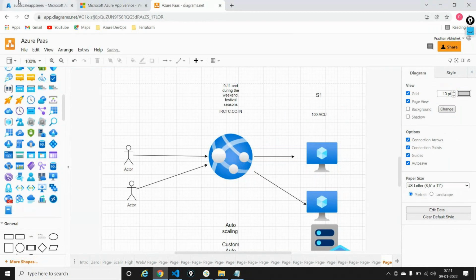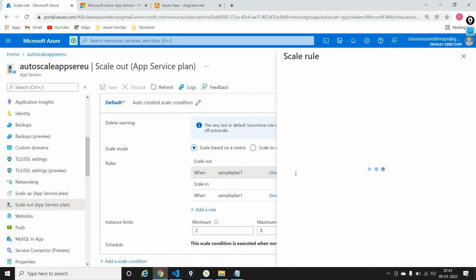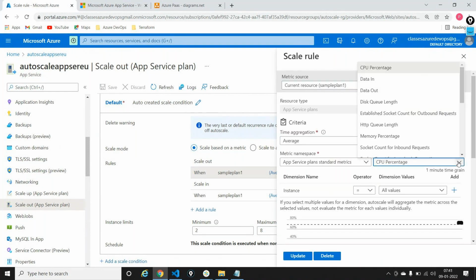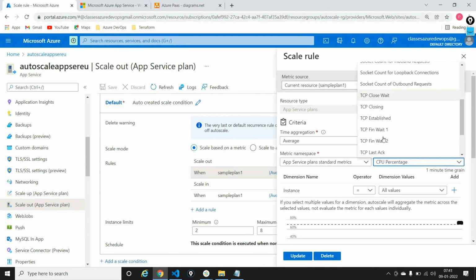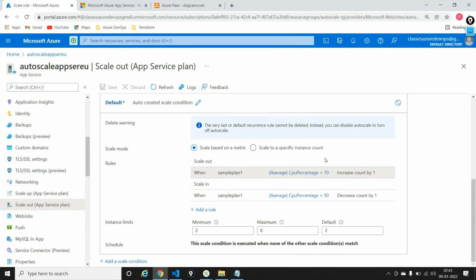This is how the concept gets implemented, guys. And you not only have CPU percentage, you have different metrics that will help you out here. You can scale based on the data in, the data out, the memory percentage, not the CPU, but the memory, meaning the RAM. And there are a lot of things that you can use. But the most popular things that we use are data in, data out, memory percentage, CPU percentage, and so on. So this is the entire concept of autoscale, guys, and how you apply that and how you manage this.